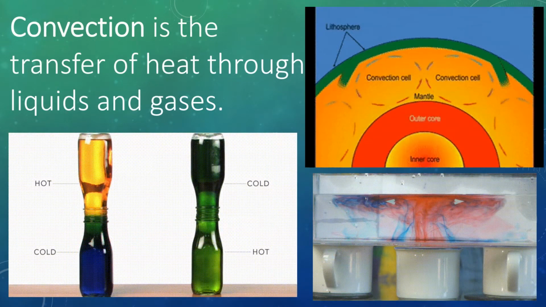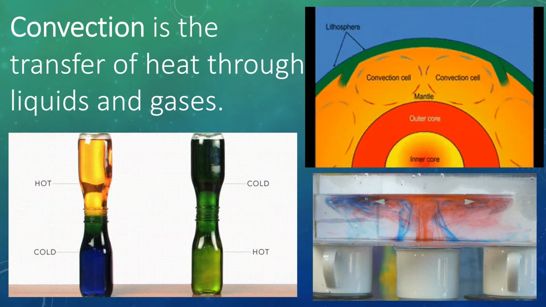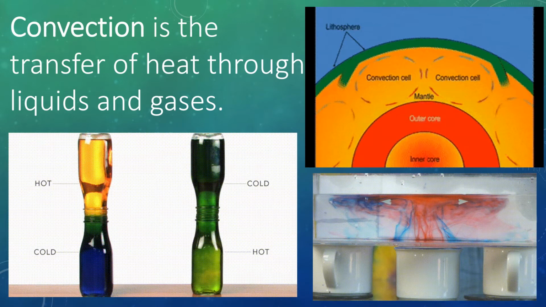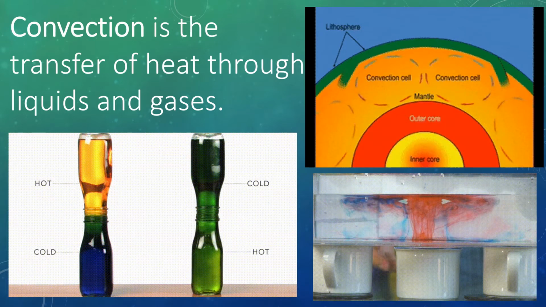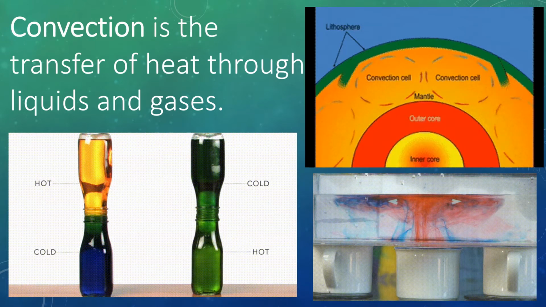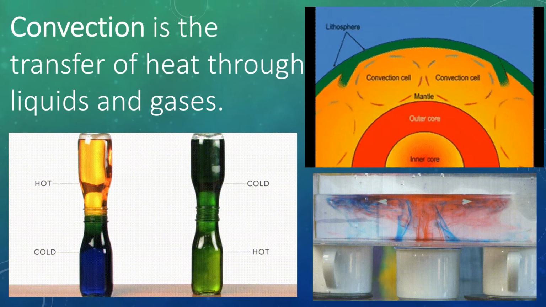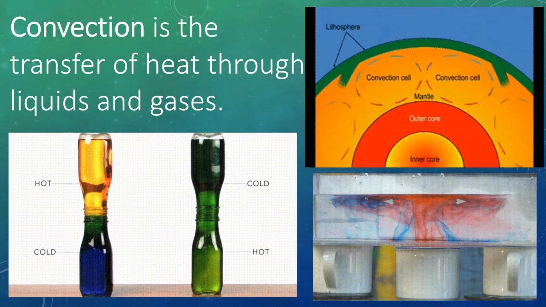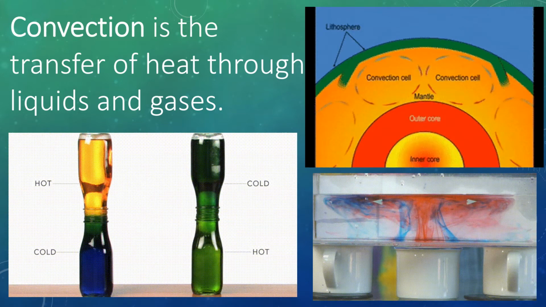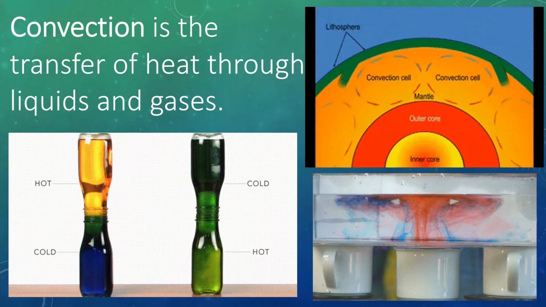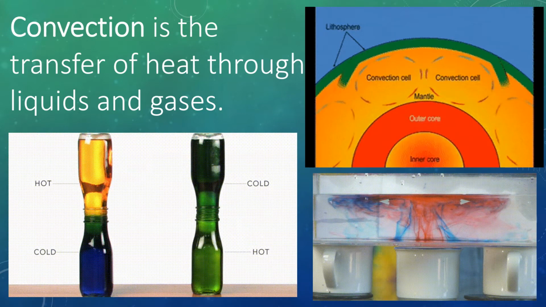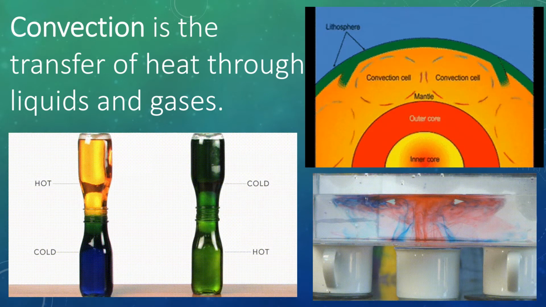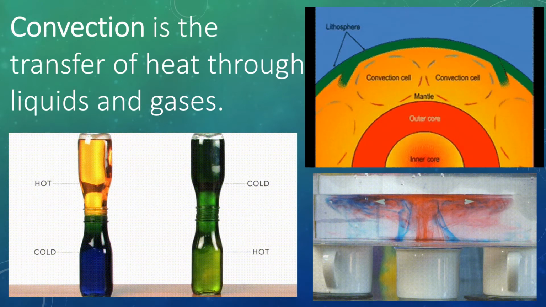Convection is the transfer of heat through liquids and gases. We must remember here that hot molecules are lighter than cold molecules, as evident in the given examples. In the first setup, where the hot liquid is on top of the cold liquid, there is no convection because the hot liquid is already on top, and since it is lighter, no movement can be seen.